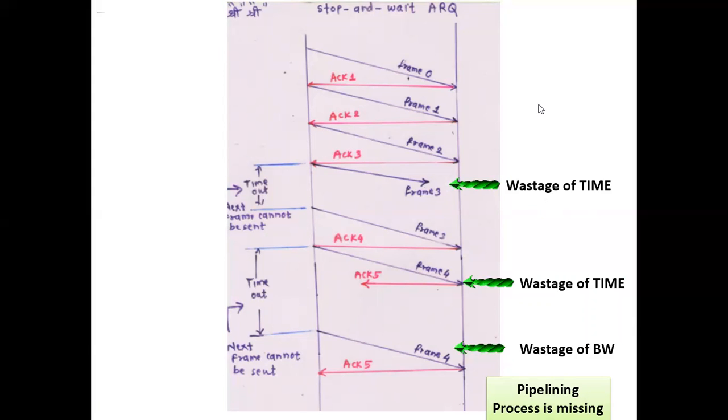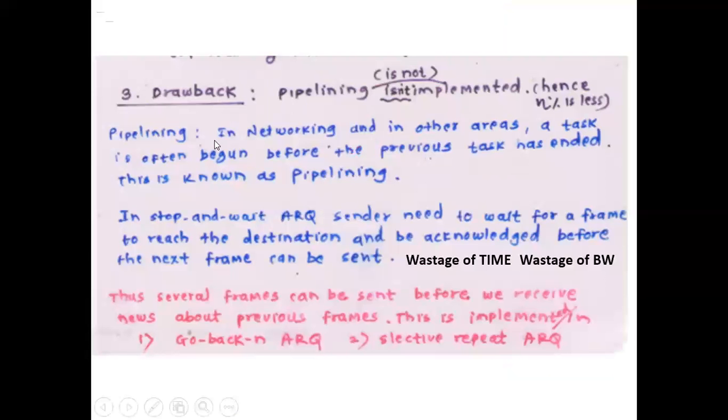So what is this pipelining? See, the drawback of the previous method, which we just saw: pipelining is not implemented, hence the efficiency of communication is less. What is pipelining? In networking and in other areas, a task is often begun before the previous task is ended. This is known as pipelining.